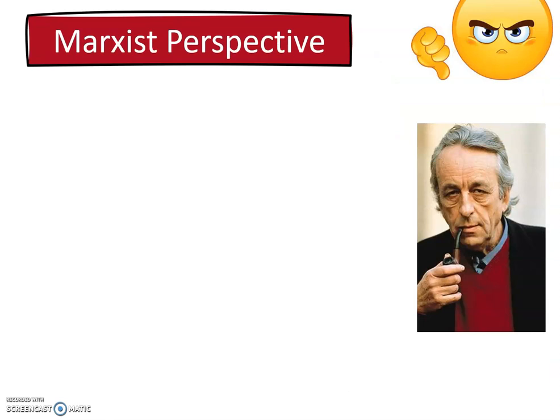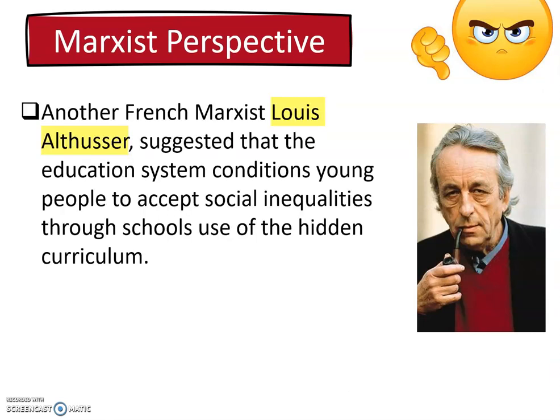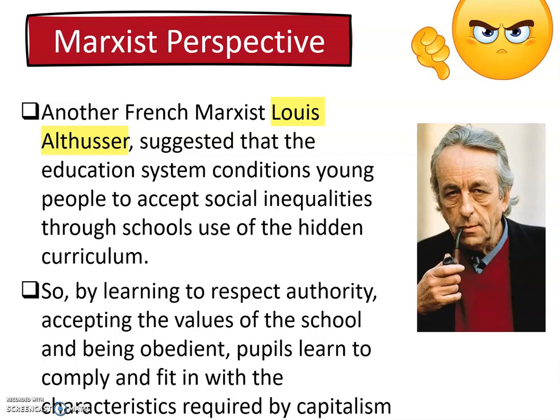Again, another French guy. This guy is called Althusser, and he's also a Marxist, and he suggested that the education system is all about getting young people to realise that there's inequalities, and this is done generally through the hidden curriculum. So you learn to respect authority, you learn that there's punishments, you learn that you have to be obedient, you have to obey those people above you, and that will fit when you go into capitalism and capitalist industries and things like that. It fits in with that you've got somebody above you and you have to respect them.